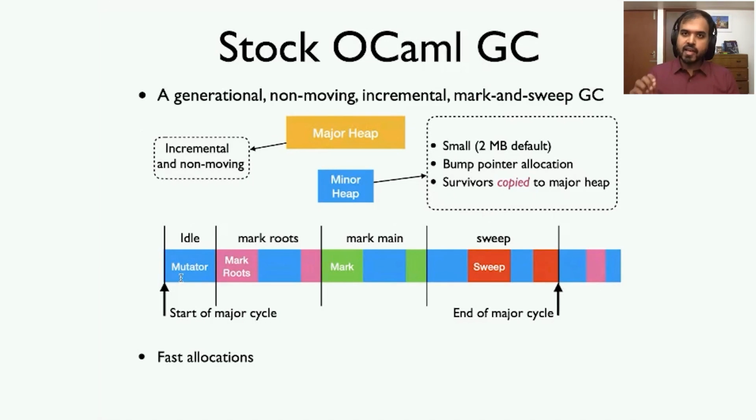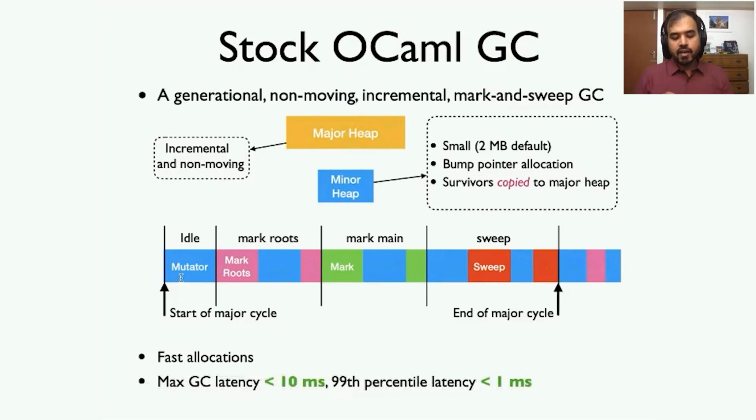The first property is that since most of our allocations are into the minor heap, our allocations are very fast because we allocate by bumping a pointer. And because our GC is incremental, the maximum GC latency that we observe across many of our programs is around 10 milliseconds. There are outliers there, but they are around 10 milliseconds. And the 99th percentile latency is around 1 millisecond, right? This is quite enviable for a garbage collected language.